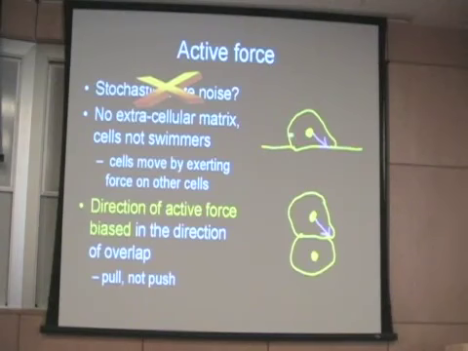And in addition, the direction of the active force is biased, because we know that cells move by basically developing new adhesive contacts and moving in the direction of those contacts, essentially under tension. What that means is you pull in the direction of your neighbor. You never push off, essentially. And so that biases this active noise that you feel from your neighbors. And that's also in this model.